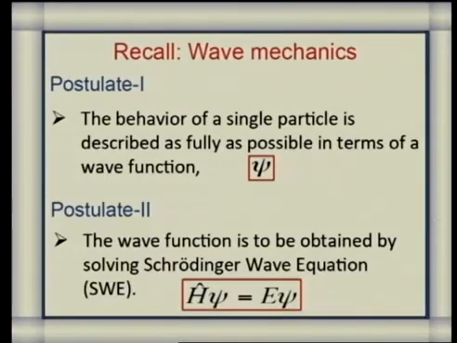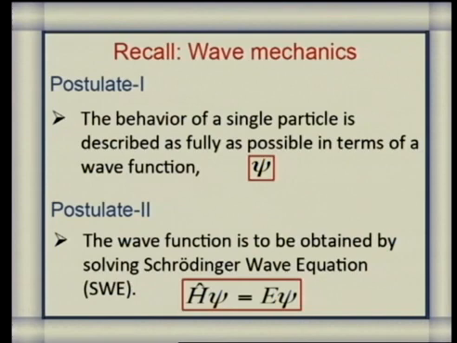The first postulate says that the behavior of a single particle is described as fully as possible in terms of something called a wave function, which is represented as psi. That means if I'm talking about the behavior of an electron in an atom, or an electron confined as a particle in a one-dimensional box, the behavior of that electron or particle can be described as fully as possible in terms of psi, which is called a wave function.